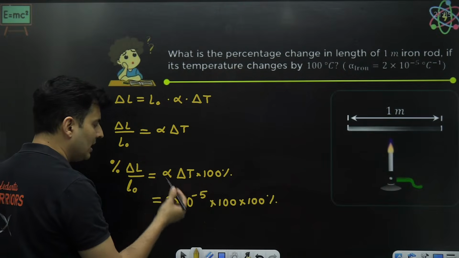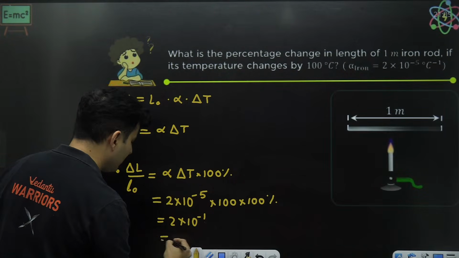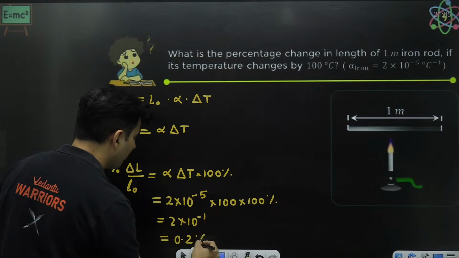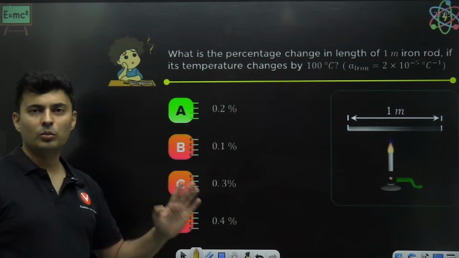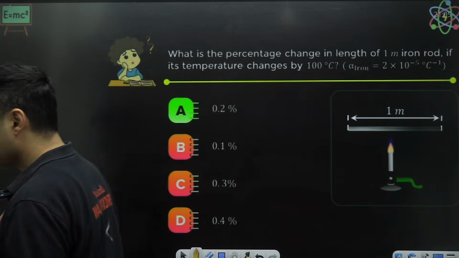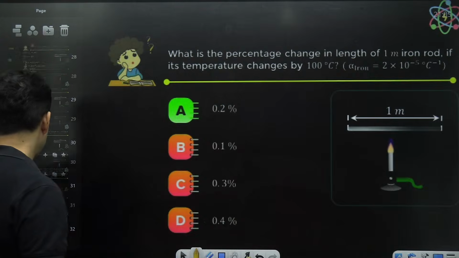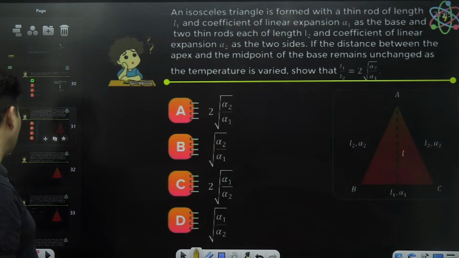Negative 5 will be left with 2 into 10 to the power minus 1, which is 0.2%. So the answer for this question is basically 0.2%. Very fair and simple. Is that clear? Very, very simple. Great. Now let's do a killer question.